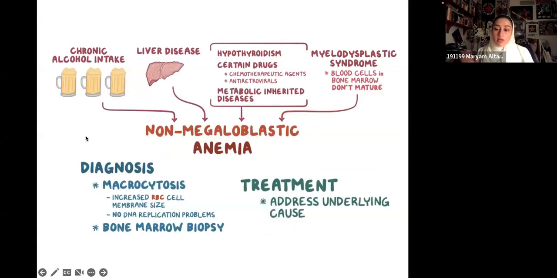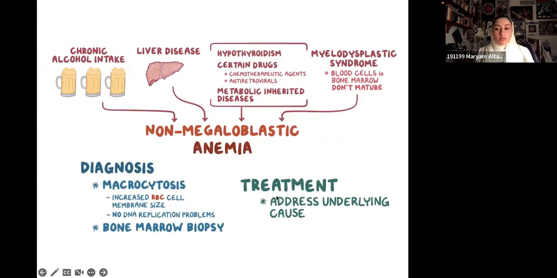Now, I told you there's megaloblastic and non-megaloblastic. Non-megaloblastic anemias have various causes: chronic alcohol that can lead to liver disease, hypothyroidism, myelodysplastic syndrome. So these are just the other causes of non-megaloblastic anemia. Again, macrocytosis. However, you won't have DNA replication problems, because it's not a vitamin problem. It's just another problem within the body.